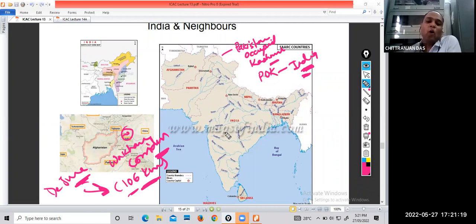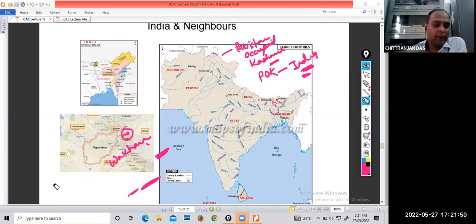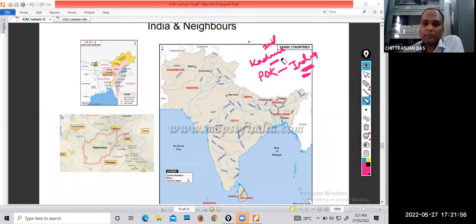So India and all these neighbors are part of SAARC, the South Asian Association for Regional Cooperation, however this organization is defunct. Why? Because of Pakistan's support to cross-border terrorism, sending terrorists into the Indian part of Kashmir and trying to destabilize India. Therefore SAARC has become defunct because of the behavior of Pakistan and its support to terrorism in Kashmir.